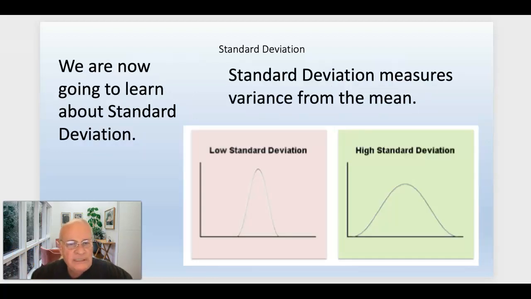Now we're going to look at standard deviation. It measures variance from the mean, how spread out the data is. We call this a low standard deviation if it's narrower, and a high standard deviation if it's more spread out.